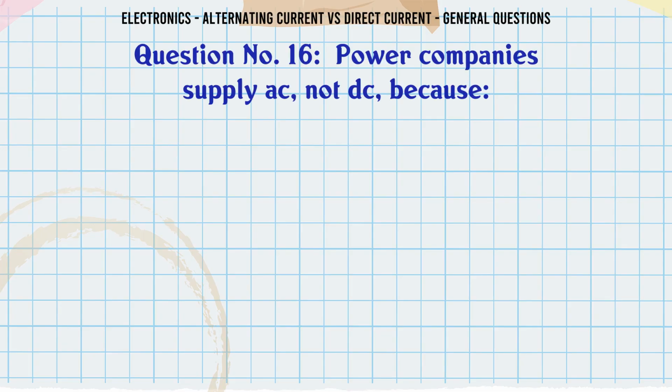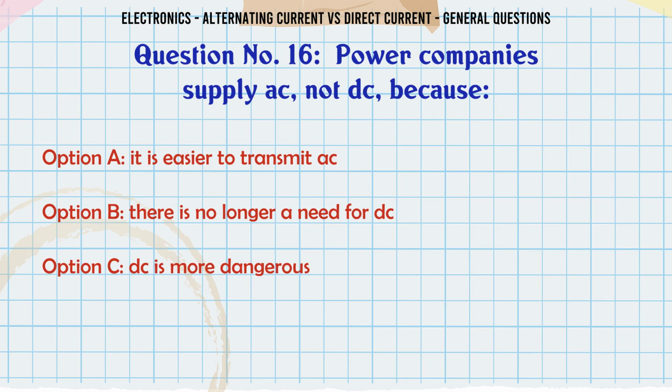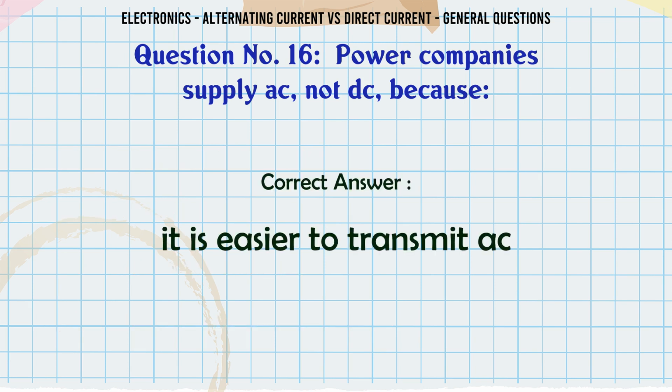Power companies supply AC not DC because A. it is easier to transmit AC. B. There is no longer a need for DC. C. DC is more dangerous. D. There are not enough batteries. The correct answer is it is easier to transmit AC.